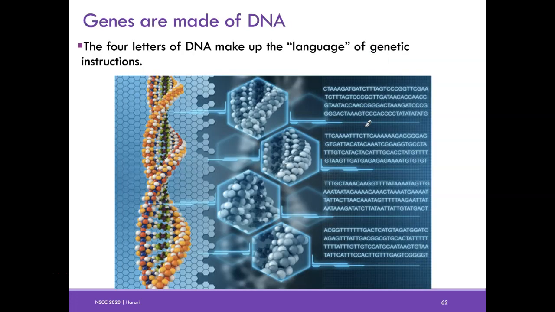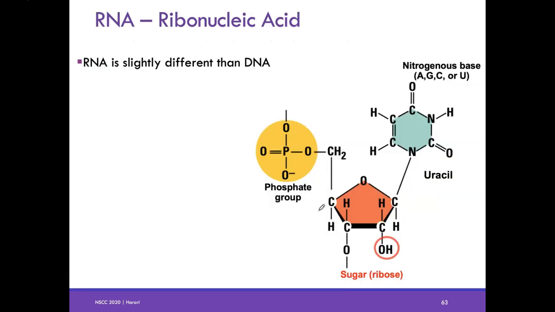Right, and like I said, genes are made up of DNA, and those A's, T's, C's, and G's make up the language or the alphabet of genetic instructions. So genes are made up of these four letters, A, T, C, and G. The order of these letters can determine the sequence of amino acids in a protein.